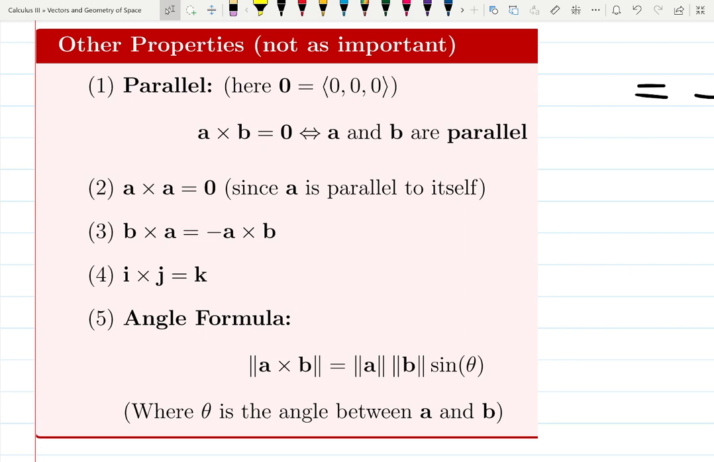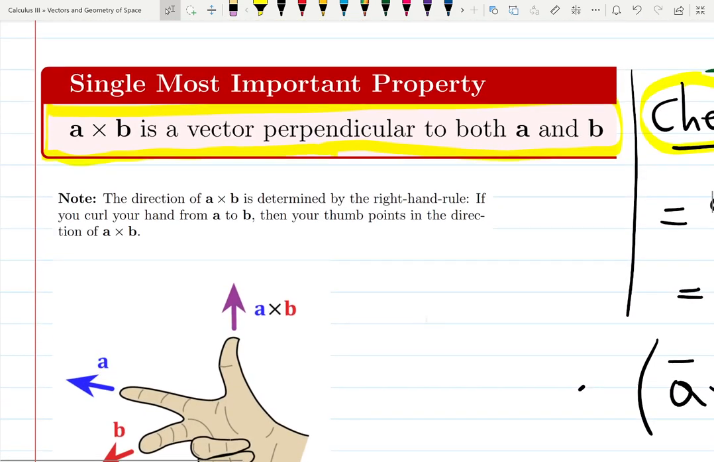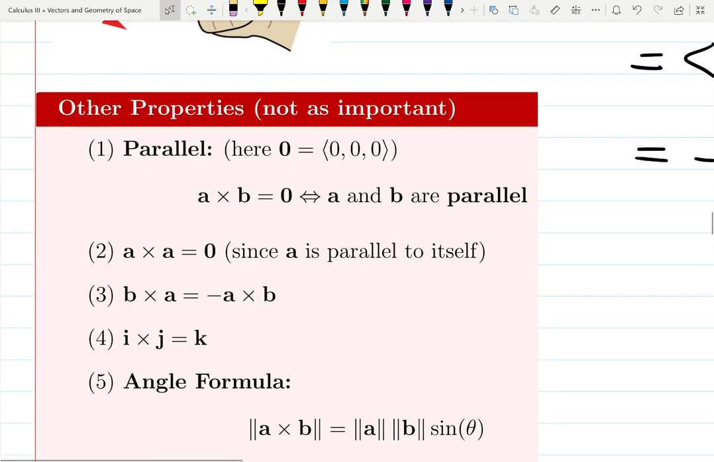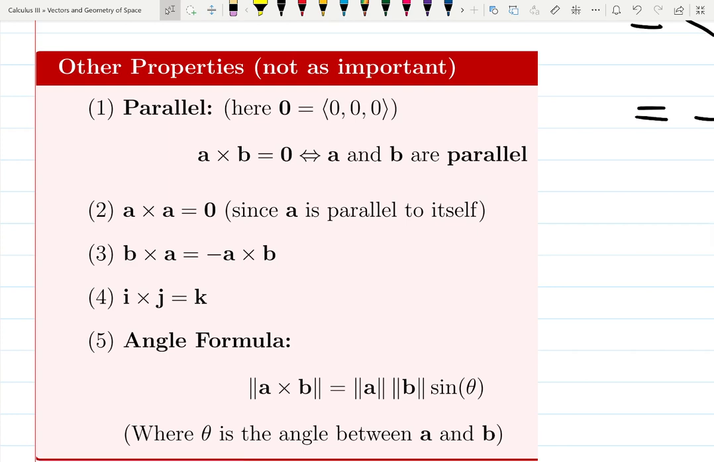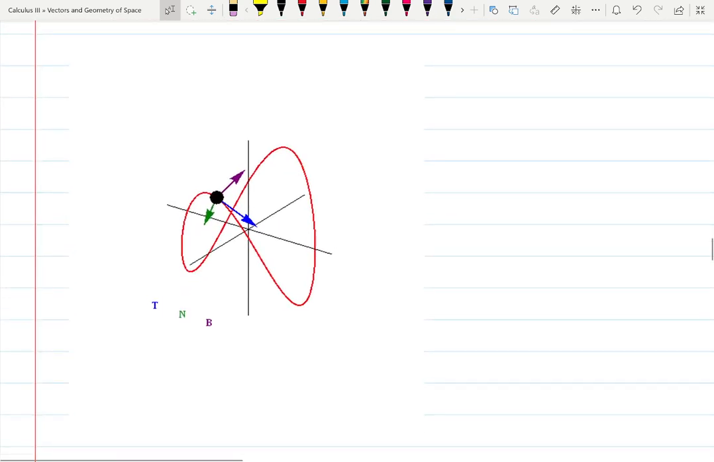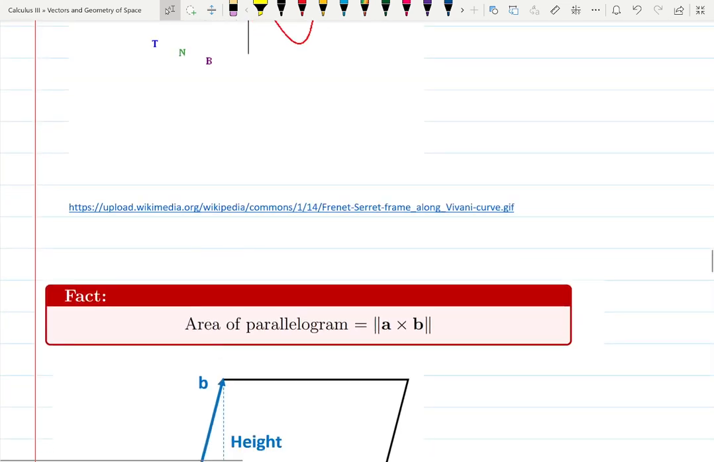How do you feel about these? But the most important property is this one. It's a simple one, but most important. A times B, cross product, is perpendicular to both A and B. That is what is used in physics and engineering quite a lot. I will show you at the end. So, looking good? Okay. So you saw this picture I already showed you.